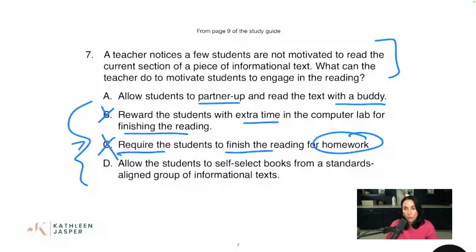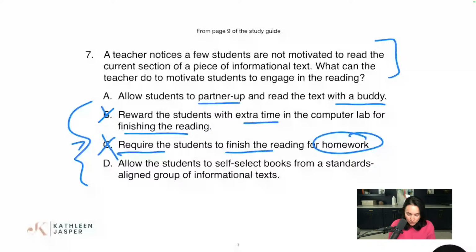Of course, we send home homework. Of course, we send home reading. Of course, we send home math for practice. But homework should have a purpose. And in this situation, usually homework is tagged to students who are struggling. And if they're struggling, homework isn't necessarily going to help them. We need to intervene as teachers, okay?